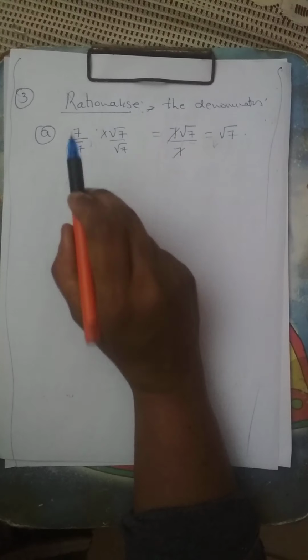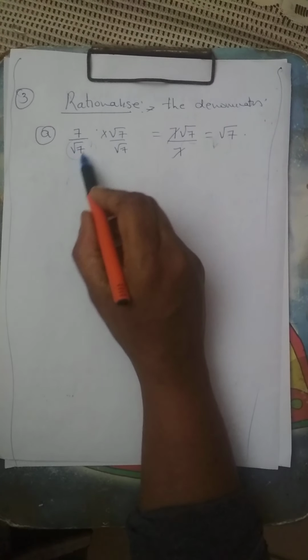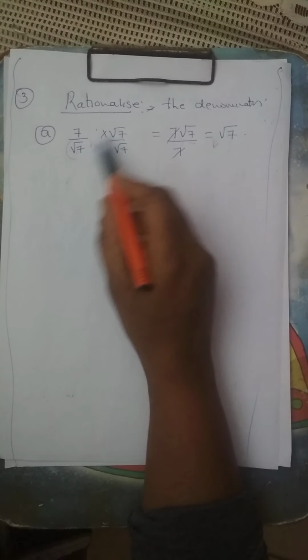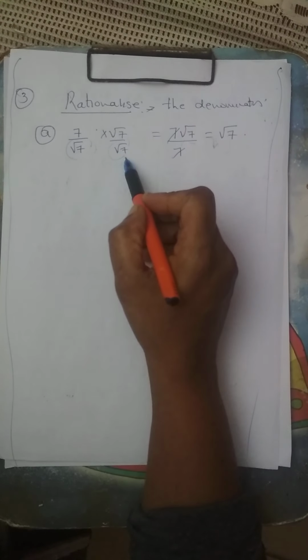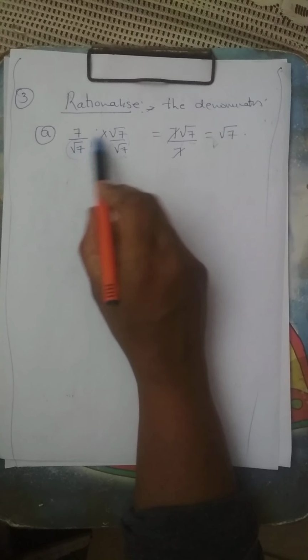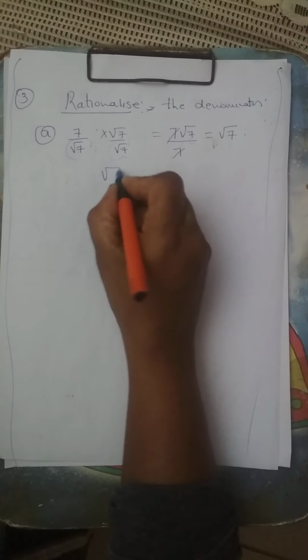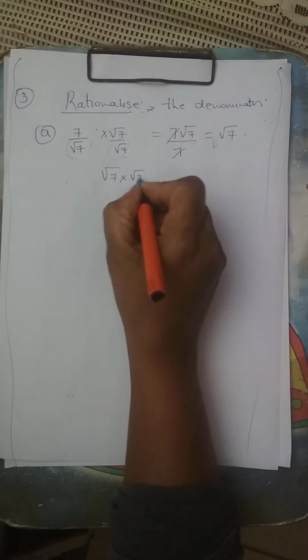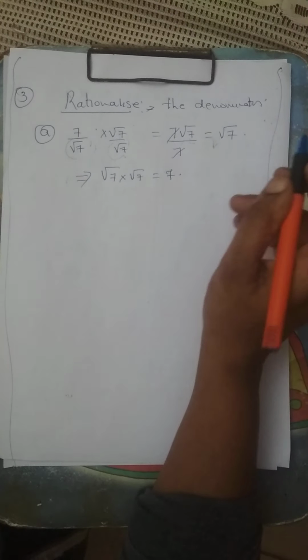Now, when we say rationalize the denominator, it means we are taking only the denominator. So whatever is there, you have to take the replica. Now what you are putting here, you have to put here also, duplicate. Now, 7 into root 7 is 7 root 7. But root 7 into root 7 is 7. So, this 7 cancels.